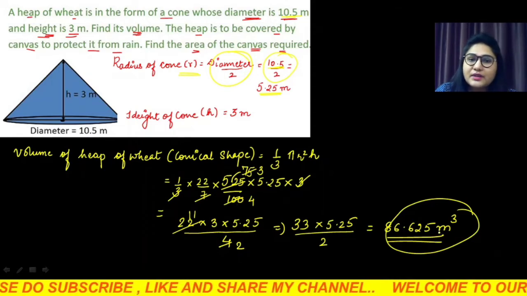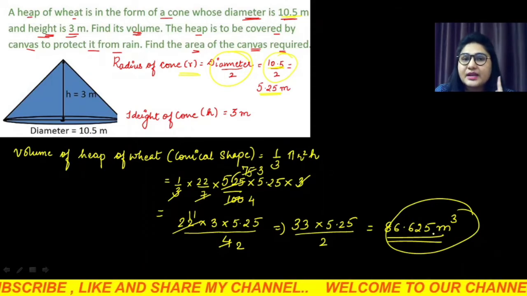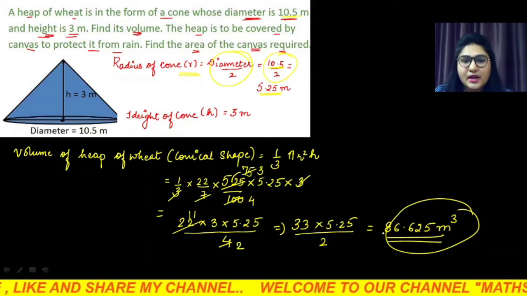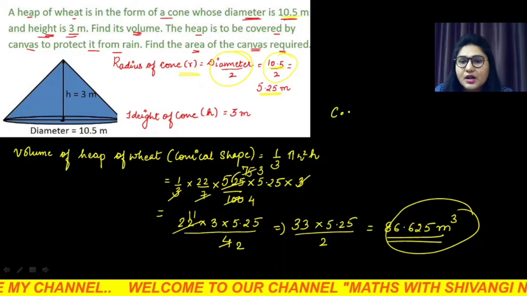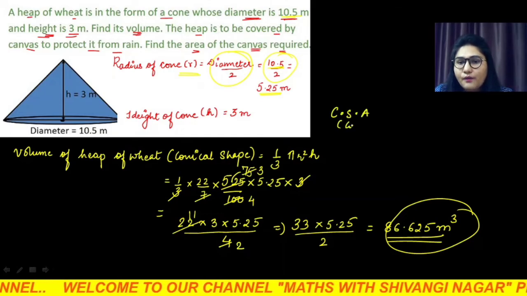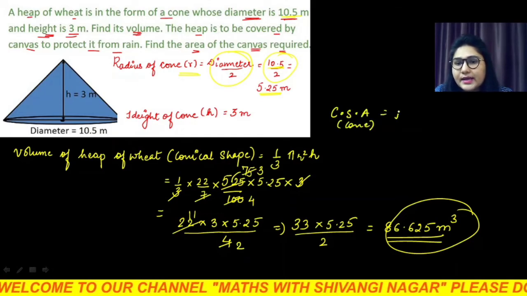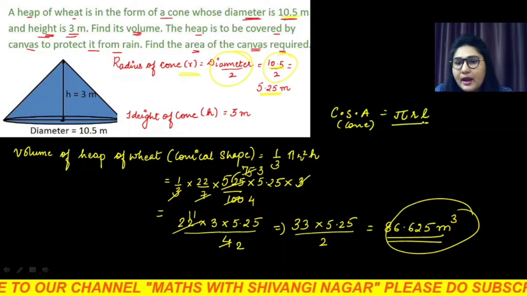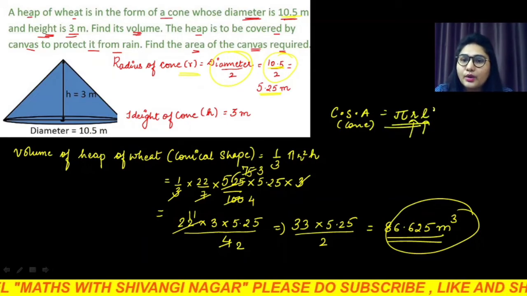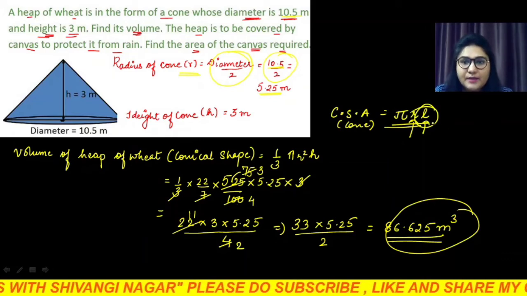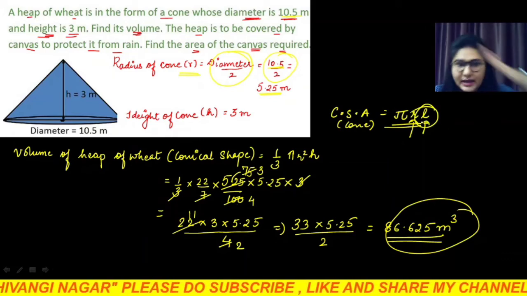So the area of the canvas required is equal to the curved surface area. Now student, tell me what is the curved surface area of a cone? The curved surface area of a cone is pi RL. But here we know the radius, but we don't know the L, that means the slant height.